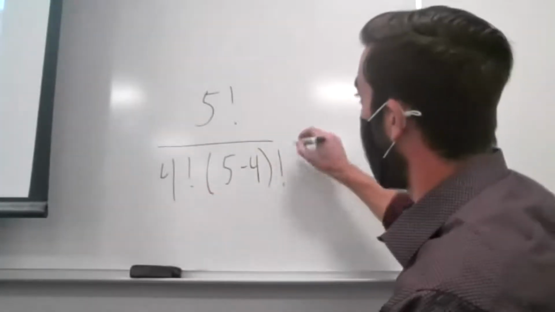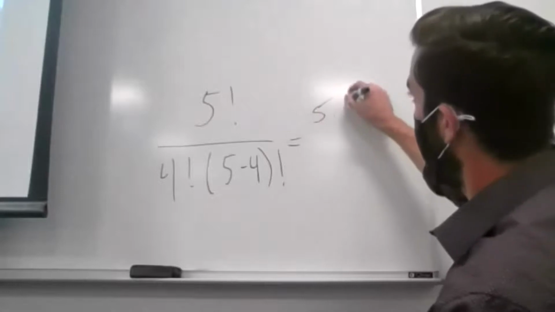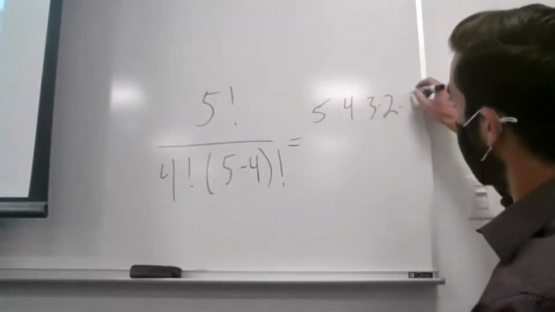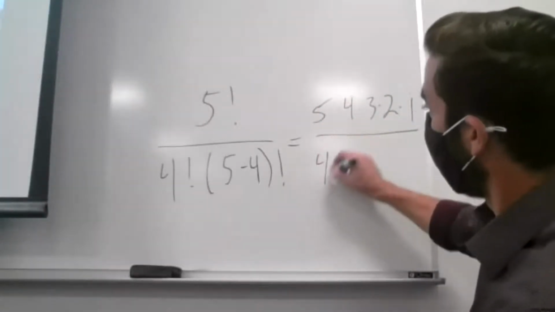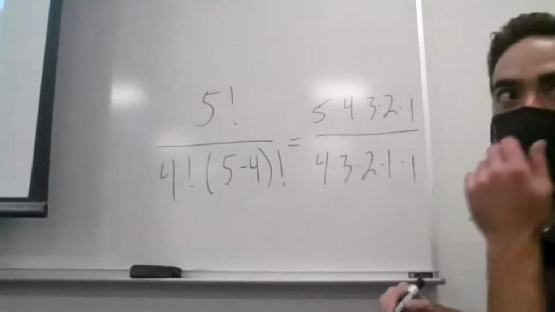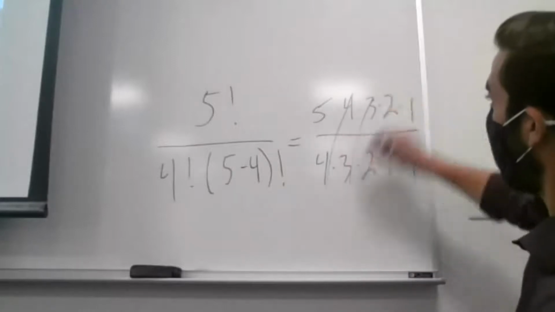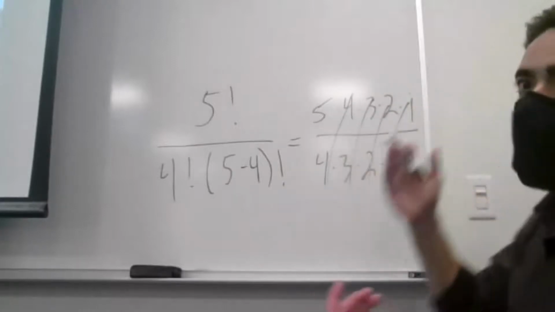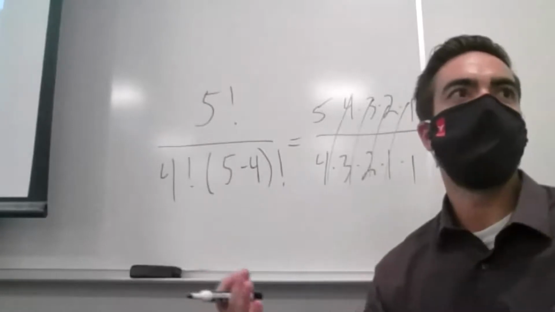If I were to write these out, 5 times 4 times 3 times 2 times 1 divided by 4 times 3 times 2 times 1 times, technically, 1 if we wanted to. Well, notice everything here cancels. I've got 5 divided by 1, which is just 5, right?